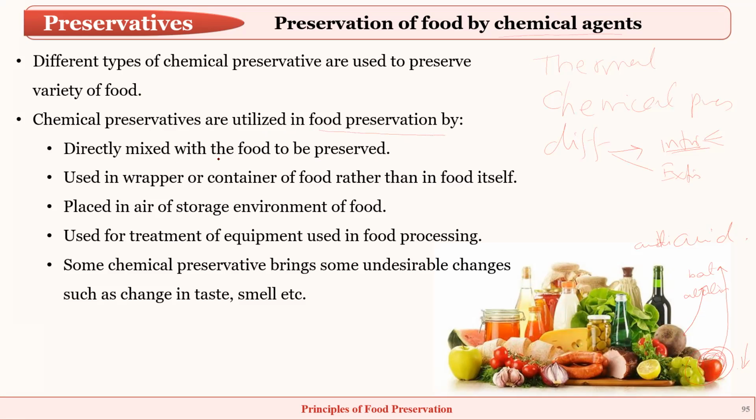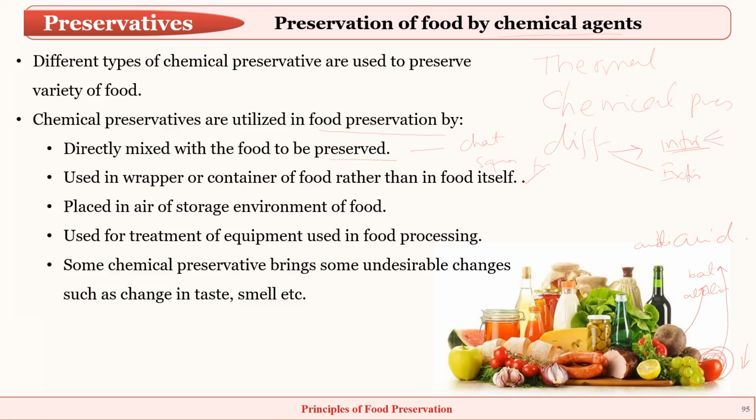By directly mixing them with the food that needs to be preserved. For example, you can add additives or preservatives in chutneys or squashes or fruit juices, etc. So you can directly mix these additives or chemicals or preservatives into food systems like squash, juices, fruit juice concentrate, or it can be used in a wrapper or container of a food rather than in the food itself.